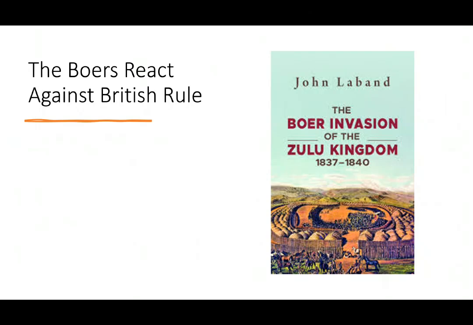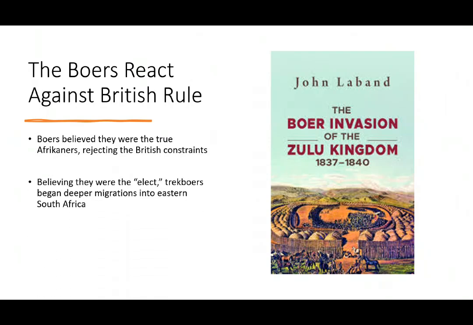But how did the Boers react to British rule? The Boers believed that they were the true Afrikaners, rejecting the British constraints. They believed they were the elect. So the Trek Boers began to do deeper migrations into eastern South Africa to rid themselves of British rule. They create two states, Transvaal and Orange Free State, and they're establishing for themselves this civilization which they believe God has given them.